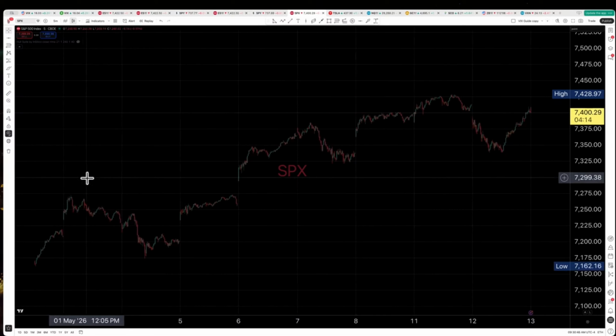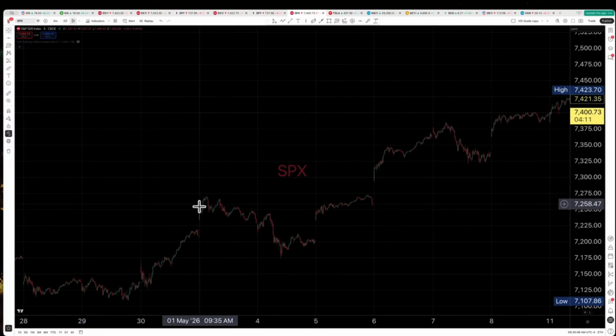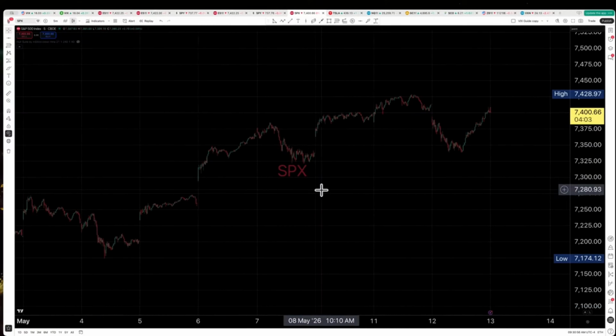All right. And then if we go back, we'll see there are many other opportunities for gaps. All right. Big one here. So that's the reason why we're doing this trade.